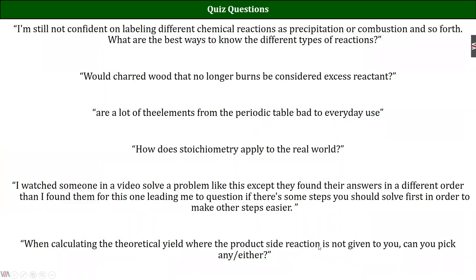When calculating theoretical yield where the product side is not given to you, can you pick either of the products? If I just say, what's the theoretical yield of this reaction, and don't say of what, then yeah, I guess you just pick one. In general, it'll be, what's the theoretical yield of tin? What's the theoretical yield of carbon dioxide, of something? So that takes away the choice there. It's supposed to be very specific, because for a combustion reaction where you make CO2 and water, you're going to have a different theoretical yield of CO2 than of water, right? Because you're making different amounts of the two of them, right? So I have to tell you theoretical yield of what.